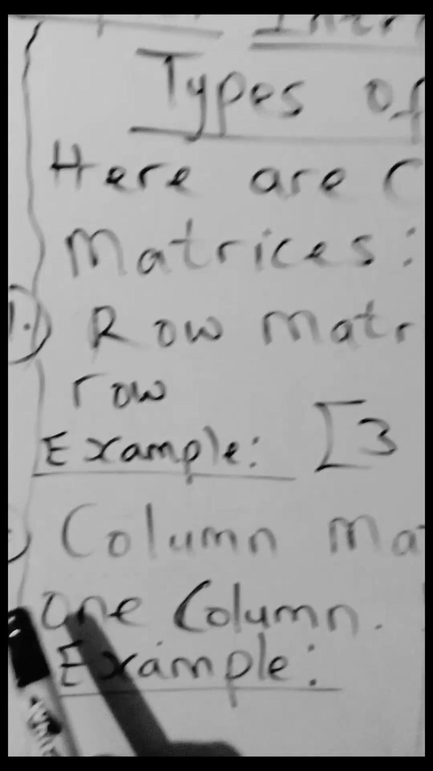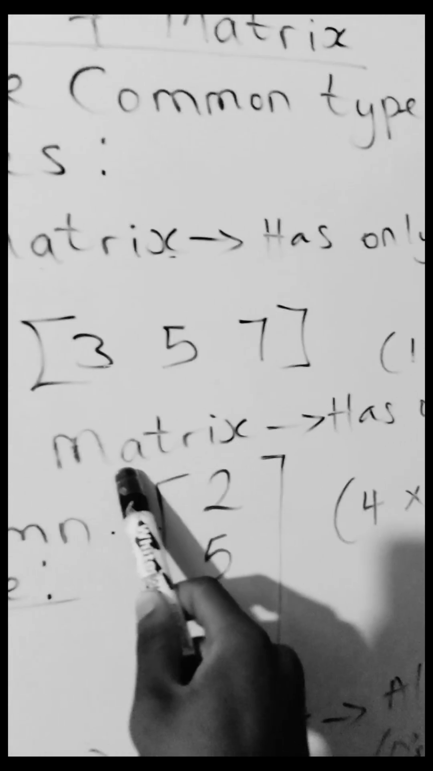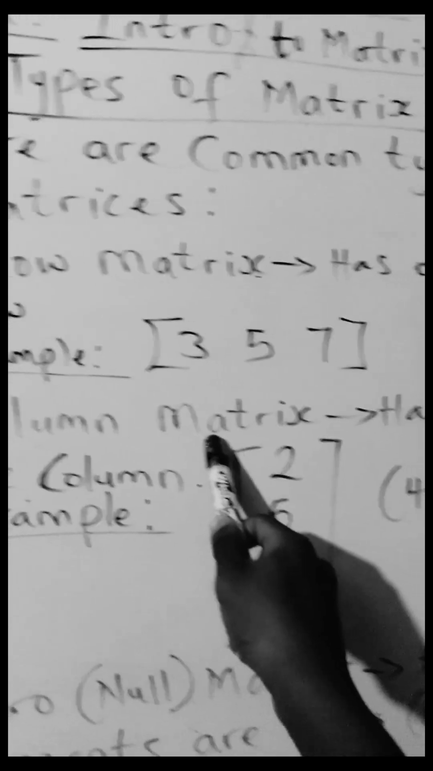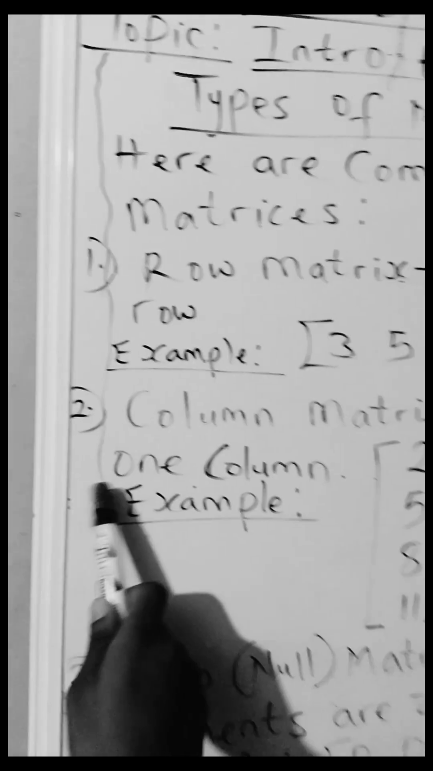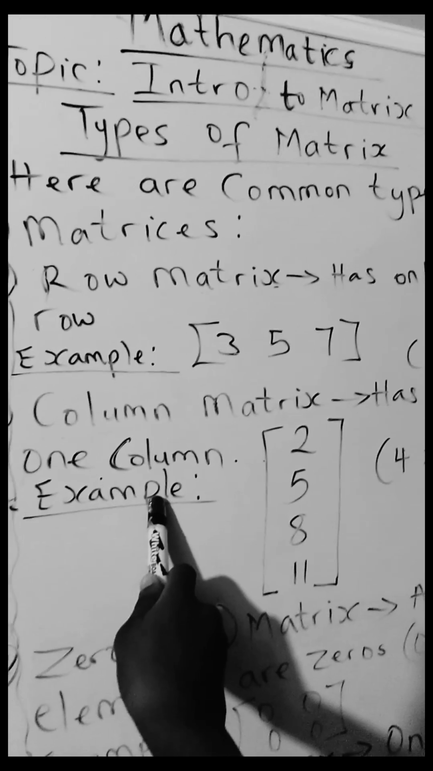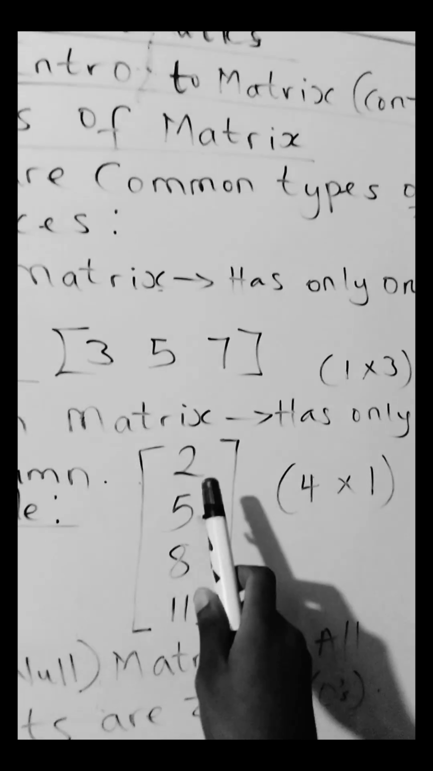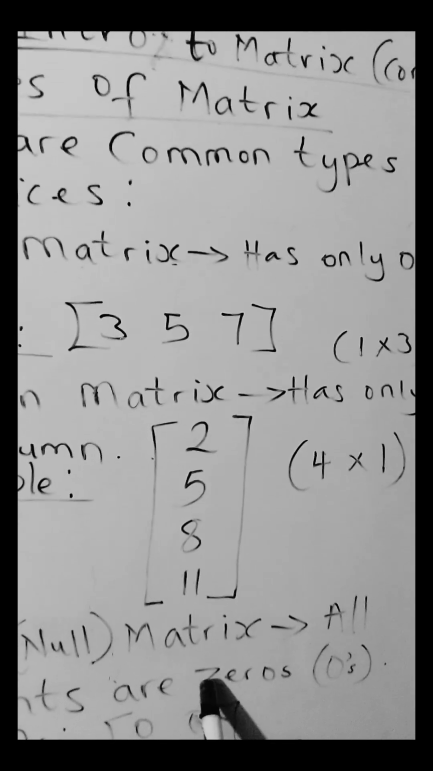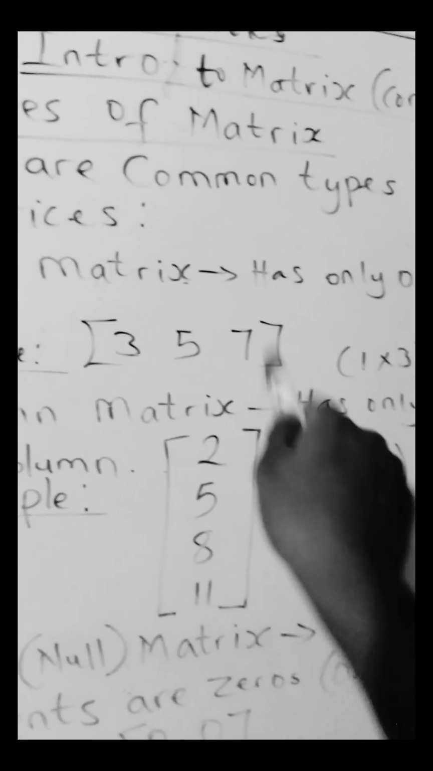Let's move to the second type of matrix that we have. We have the column matrix. Now, what is a column matrix? A column matrix is a type of matrix that has only one column. An example of a column matrix is this matrix, which has the elements 2, 5, 8, 11. You can see that there's just one column, right? You can't find any other columns, unlike the first one, where we had 3 columns.